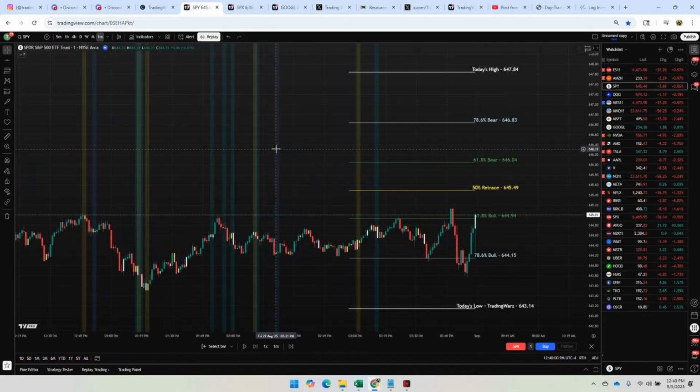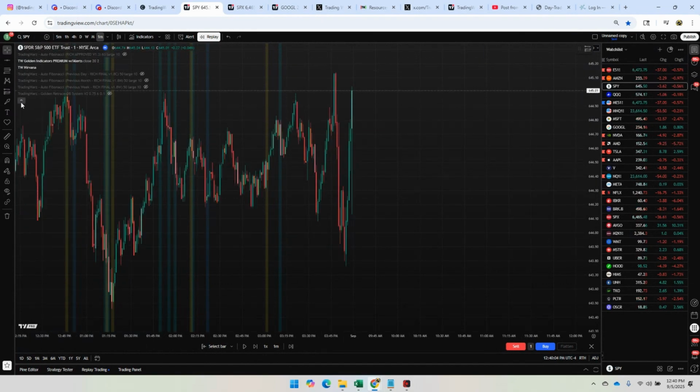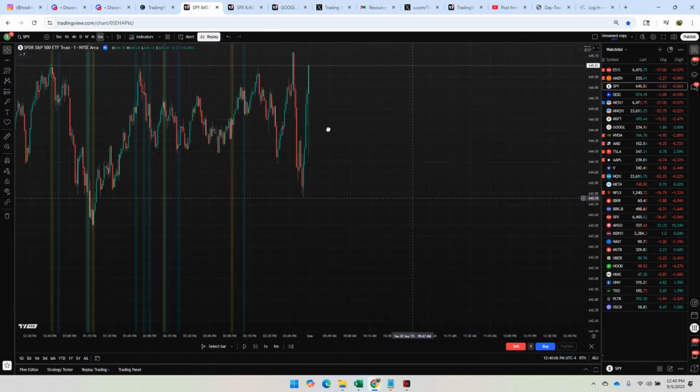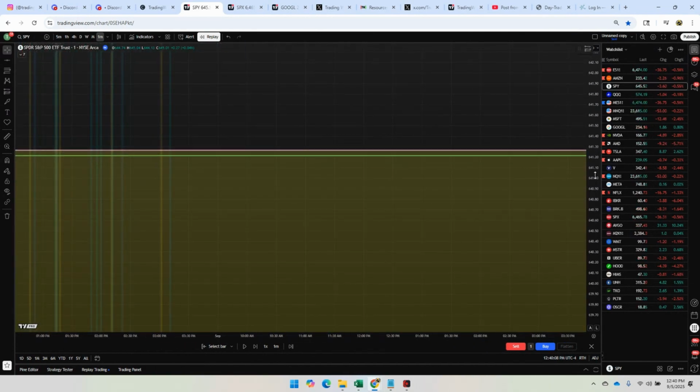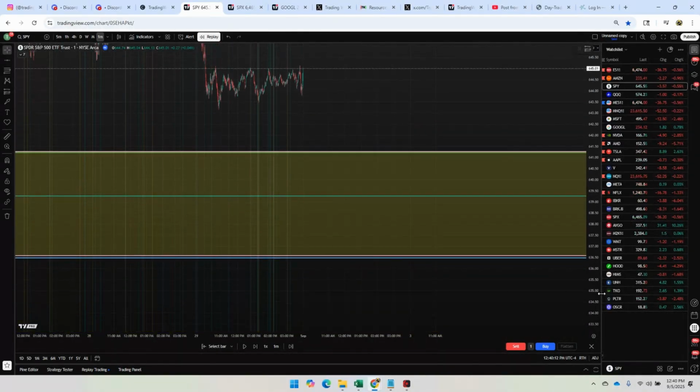Okay, so we already have the golden zone. All right, so let me just take off the indicators right now. So we have the golden zone identified. So this whole area here, this is the 1 minute chart. This is the golden zone. Okay, so let me just zoom out like this.